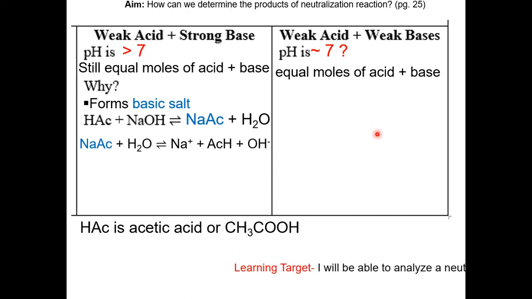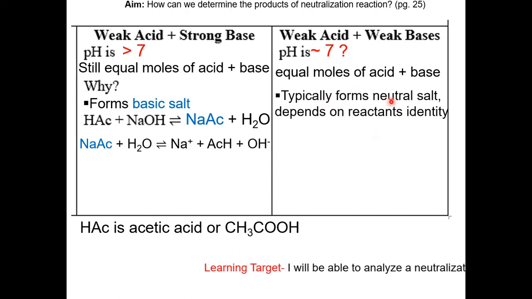Even though it's equal moles of acids and bases, it typically forms a neutral salt, but it depends on the reactant's identity. Just a reminder, only the strong acid and strong base scenario will be on the Regents exam.